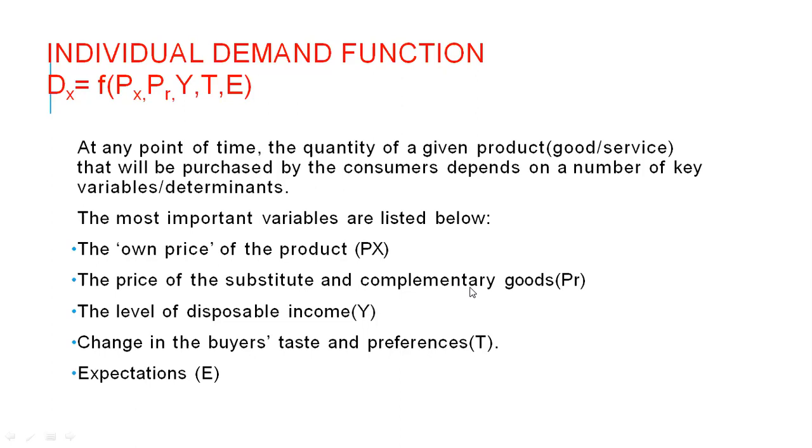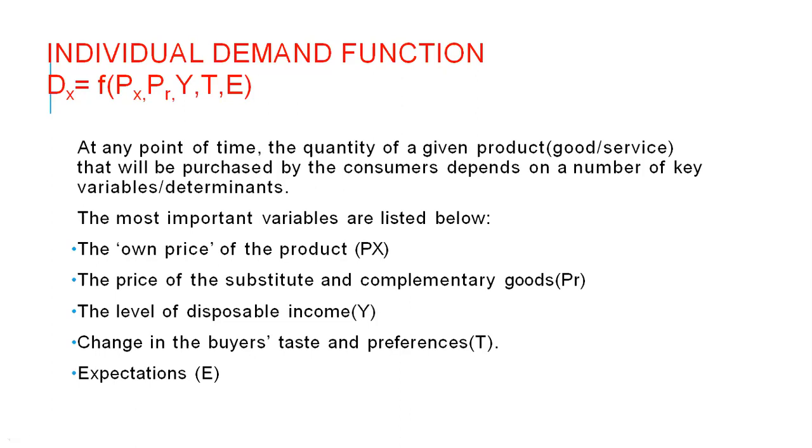If you have a vehicle and there is no petrol, then definitely you cannot use your vehicle. So complementary goods complete each other, like the car and the petrol, the bread and butter, the ink and the pen and all that. So the price of substitute goods and the complementary goods also affect the demand of the commodity.